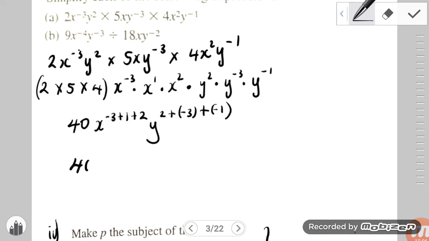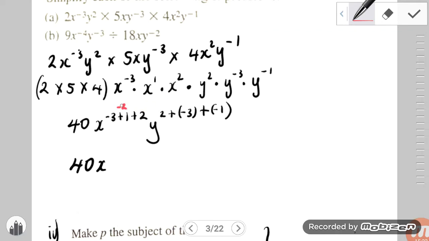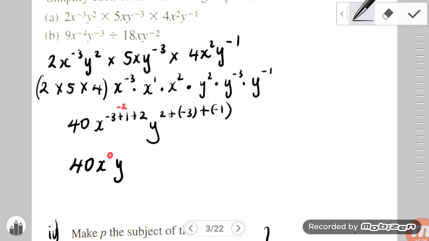So 40 is the coefficient of our answer, and then we're just going to be adding minus 3 to 1, which is going to be, well, minus 3 plus 1 is negative 2. Okay, so this part here is negative 2. And negative 2 plus 2 is 0. Okay, and then finally now we have y. 2 plus minus 3 is negative 1. So this set of working out here is negative 1. And negative 1 plus another negative 1 gives us negative 2.